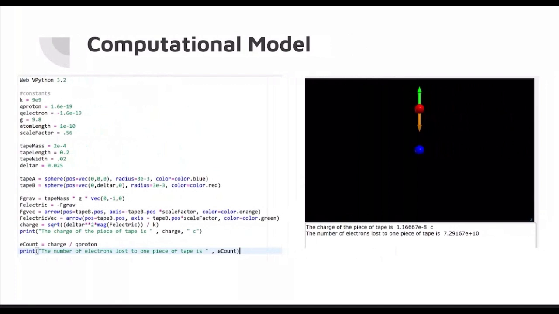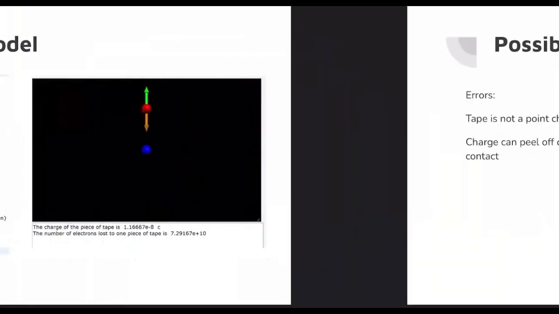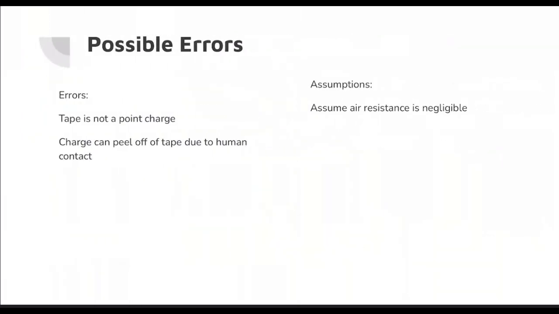And as we can see in the computational model, the charge of each tape was 1.167 times 10 to the negative 8 coulombs, which is the exact same as in the observed model. And we also see that the number of electrons lost by the tape is 7.29 times 10 to the 10 electrons, which is exactly the same as the observed model, indicating that this experiment works in both computational and observed scenarios. Some possible errors include that the tape is not a point charge, and that a charge can peel off the tape due to human contact.